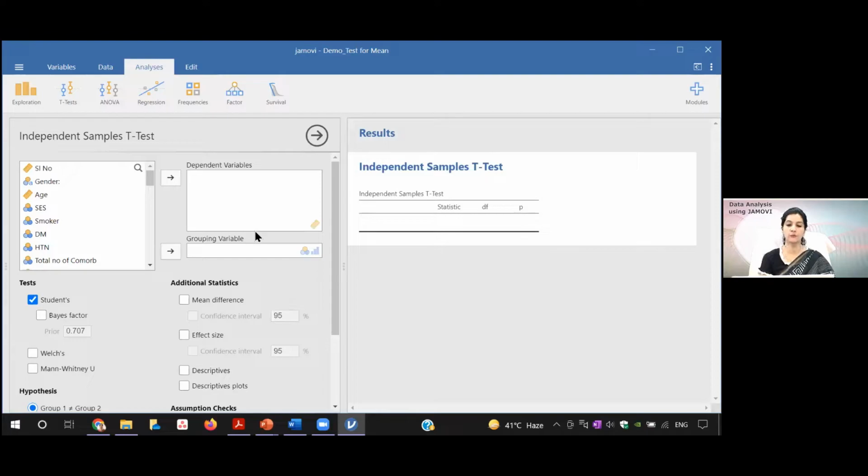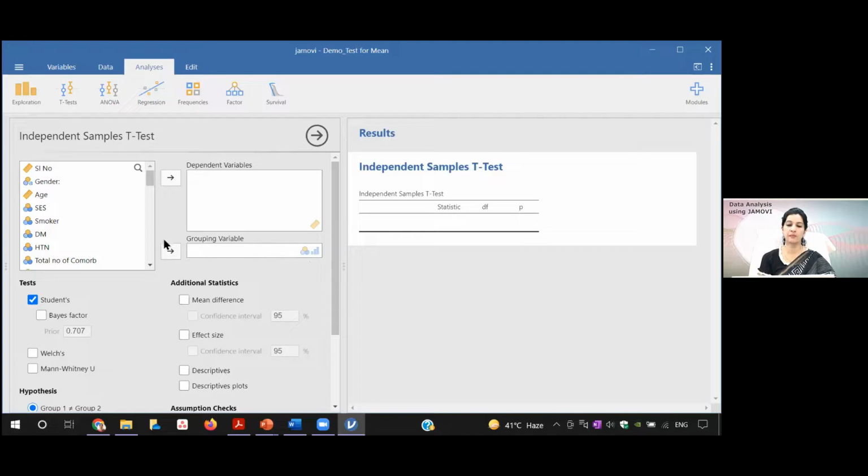Now what will I do? You can see the two boxes here. This is the dependent variable, and you can see there is a sign here. So this is a sign of scale variable. So you have to move the scale variable in this box, and this is the grouping variable, and this should be either nominal or ordinal.